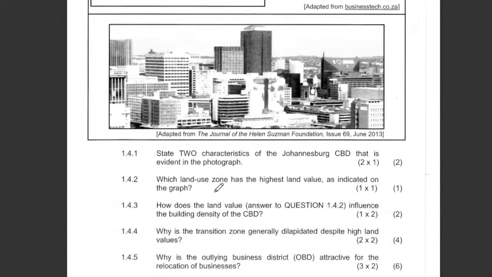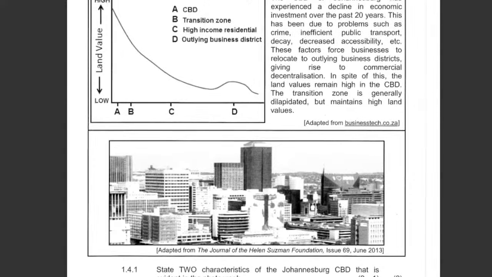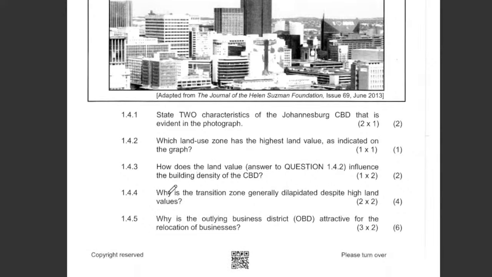Okay, which of the land use has the highest value as indicated in the graph? Which one has the highest value? Obviously, the graph here is indicating that A has got the highest value. And when you look at A, what is it? It is the CBD. So the CBD has got the highest land value.